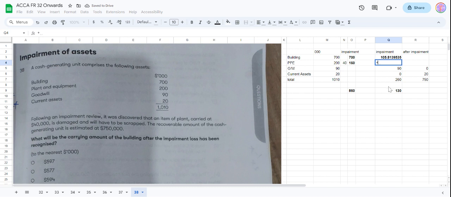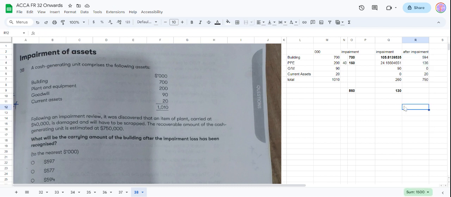In the same way for PP&E, we will take this 130, divide by 860, which is the sum of these two, and then multiply by this 160, which is after the first impairment of 40. So we're left with this. So then from 700 minus this, it's 594, and 160 minus this. So if you can see now, the sum of all this is 750. So our impairment is this much.